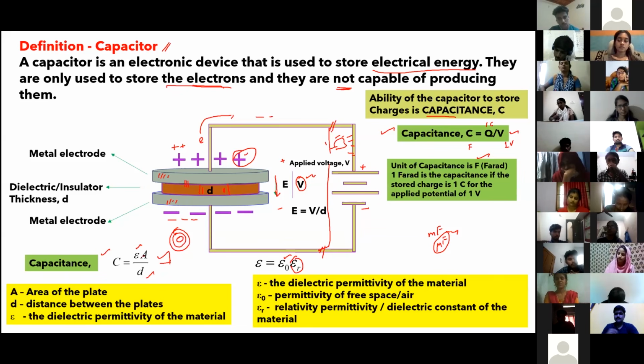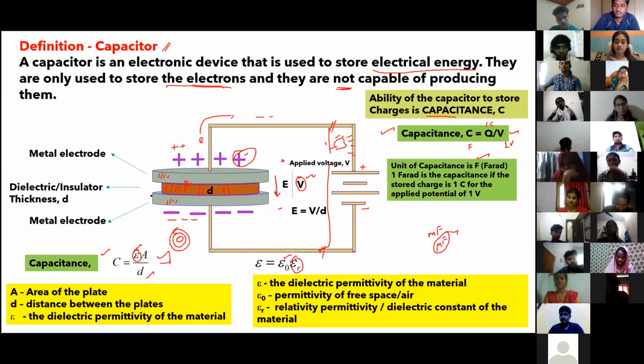You can increase the area. And another thing is epsilon, which is the dielectric constant of the material. You see, it's directly proportional. For example, various materials are there with different dielectric constants, which is the epsilon.